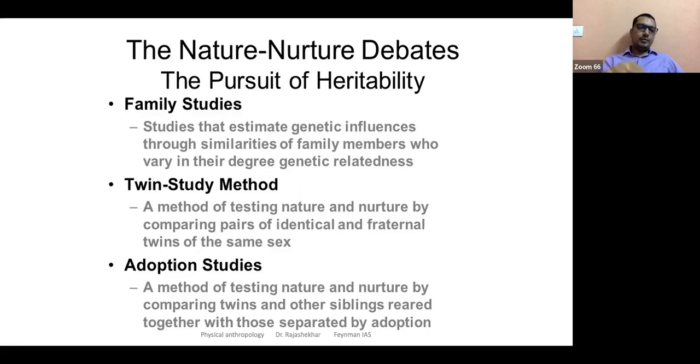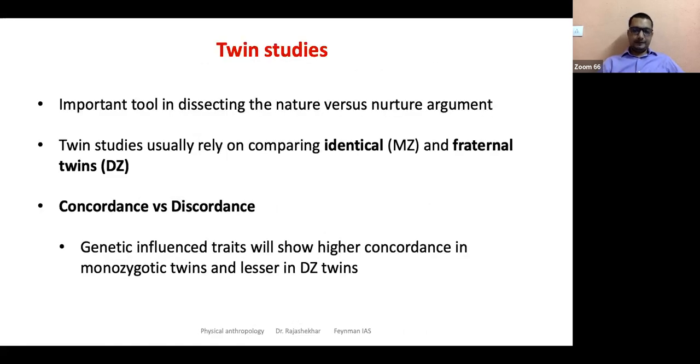Then I'll come to adoption studies and other methods later. For now, let's look into the twin study. So how are they used? Of course, they're used in dissecting the nature versus nurture argument. Here we use both identical twins, that is monozygotic twins, and non-identical, dizygotic twins. Same study, we use both of them. I'll explain that with an example.